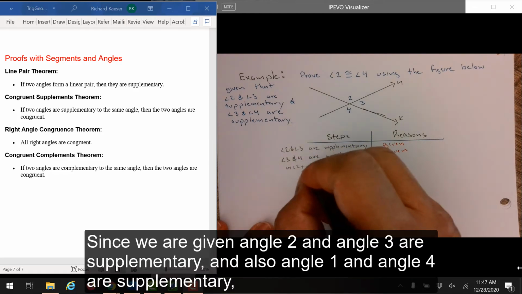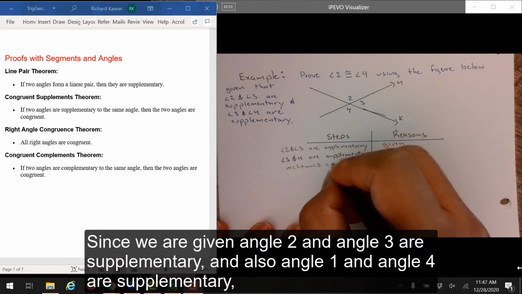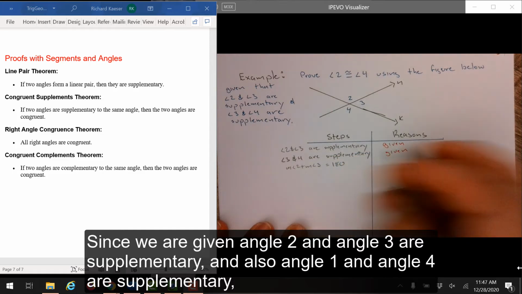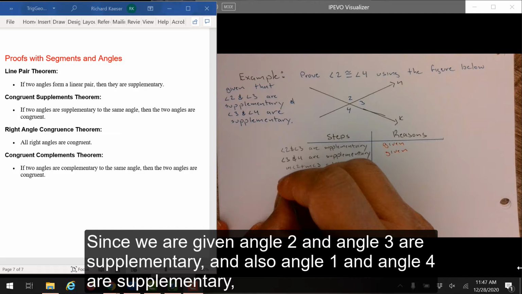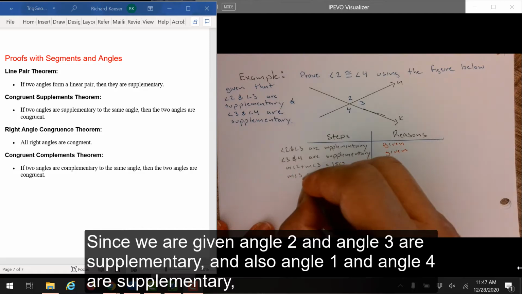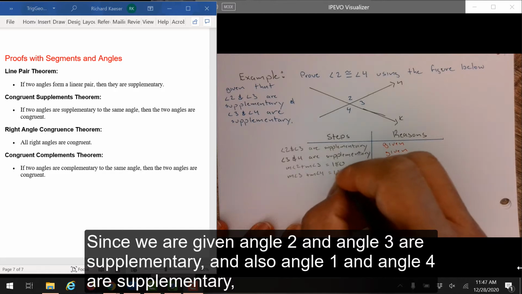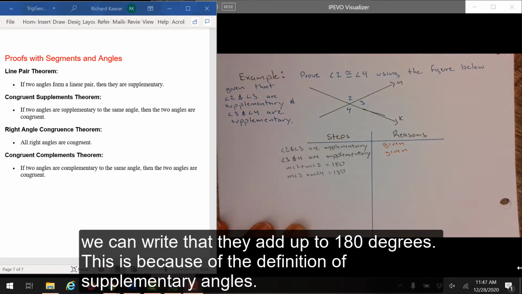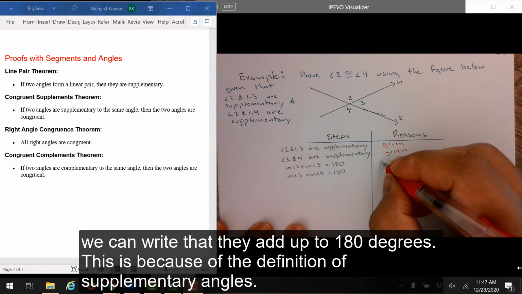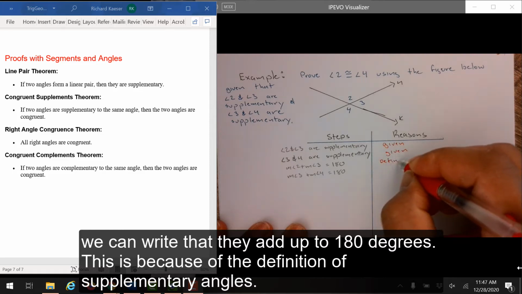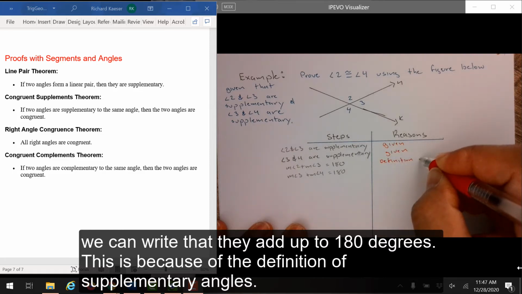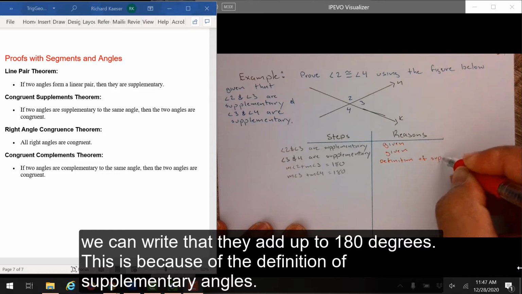Since we are given angle 2 and angle 3 are supplementary, and also angle 1 and angle 4 are supplementary, we can write that they add up to 180 degrees. This is because of the definition of supplementary angles.